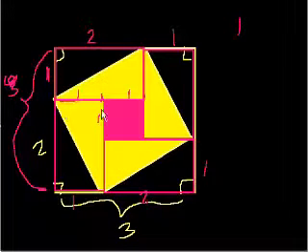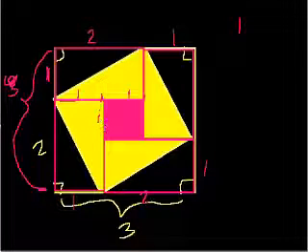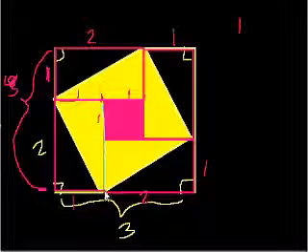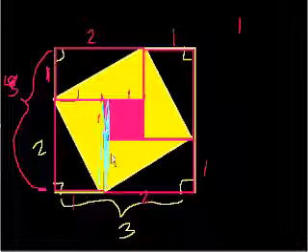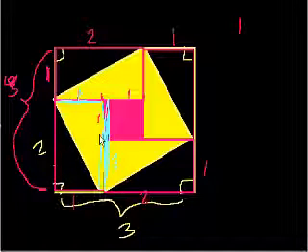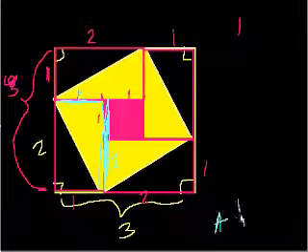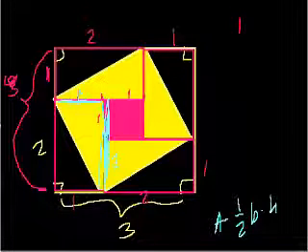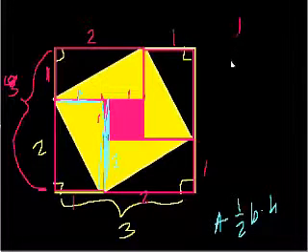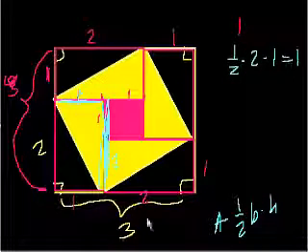And what are the areas of each of those yellow triangles? Well, each of those yellow triangles has a dimension. On the long side, the dimension is 2, right? This distance right here is 2. And on the short side, the distance is 1. So each yellow triangle's area is 1/2 times 2 times 1, because area of a triangle equals 1/2 base times height. So that equals 1, right?